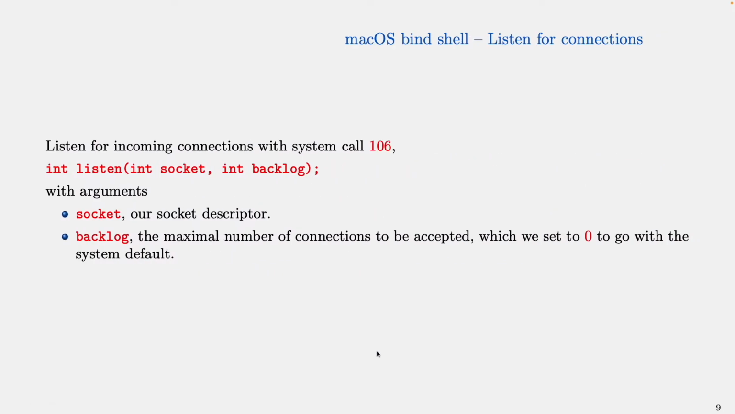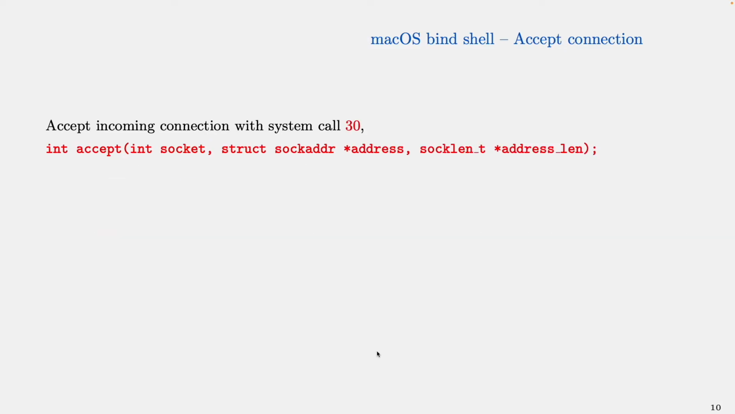So this is probably the simplest one of the system calls. And once our socket is in a listening state, we can call the accept system call number 30 to accept any incoming connection to our chosen port 1234. And again, the first argument here is just our socket descriptor.